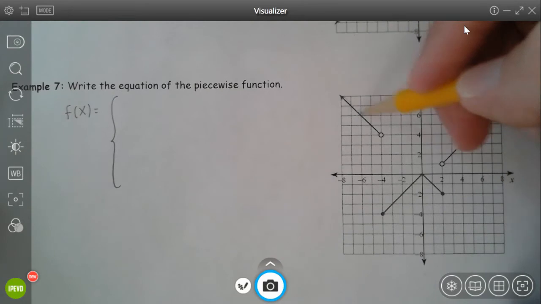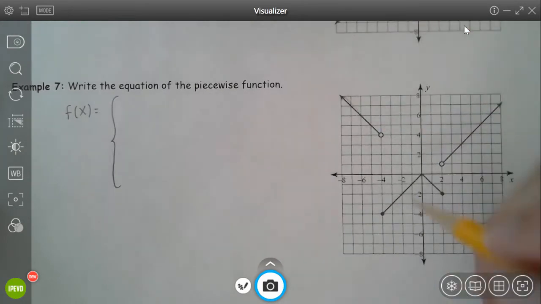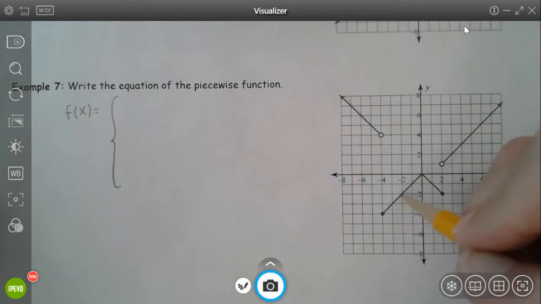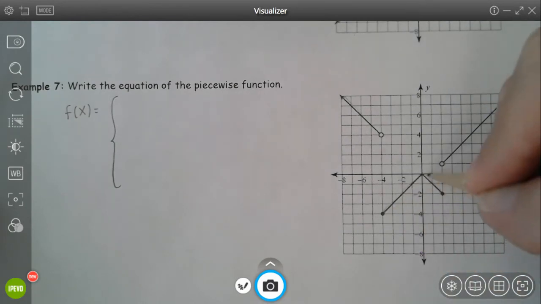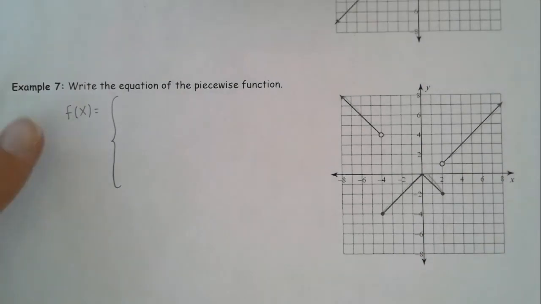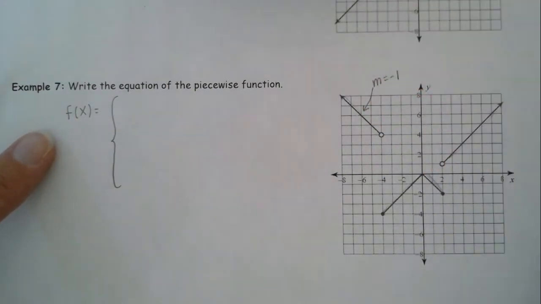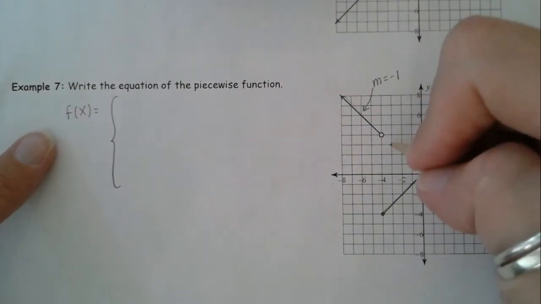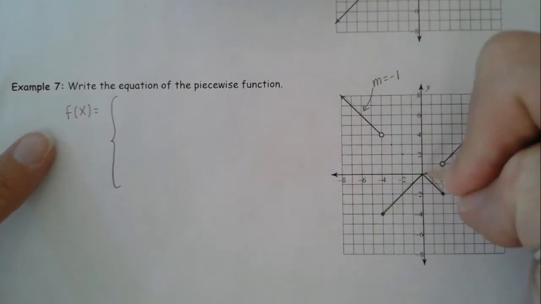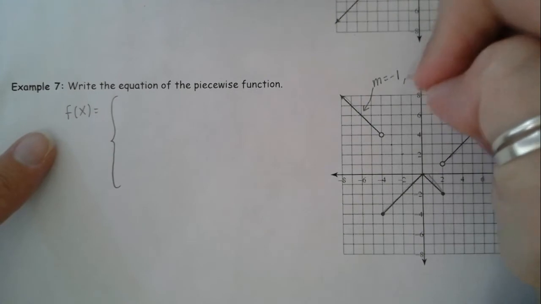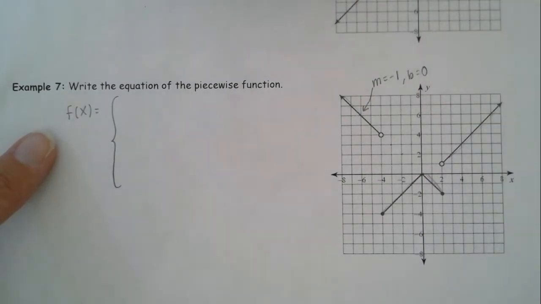I have this left upper branch. I'm going to break this down into this piece right here, this piece right here, and then this upper right branch. So my first piecewise that I'm going to write is actually going to have 4 parts to it. So my first line over here actually has a slope of -1. And if I were to extend this line towards the y-axis, I would see that my b value, or my y-intercept, would be 0.